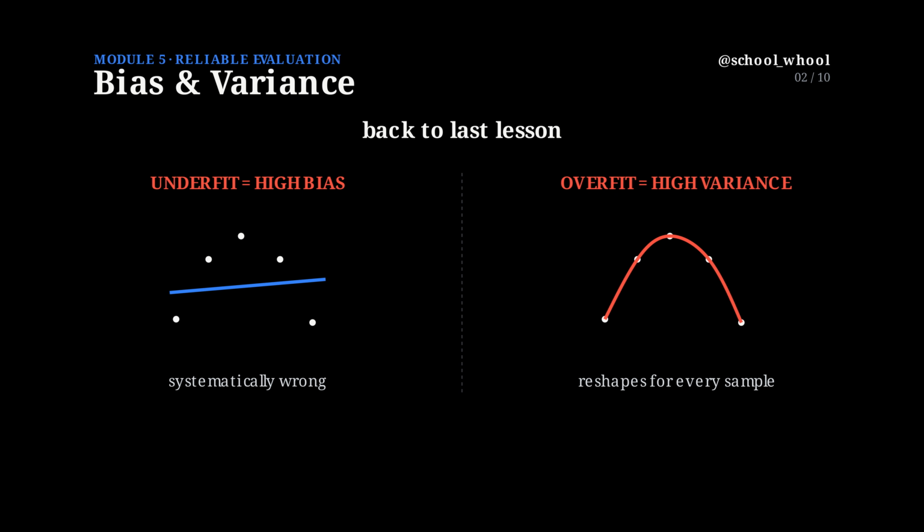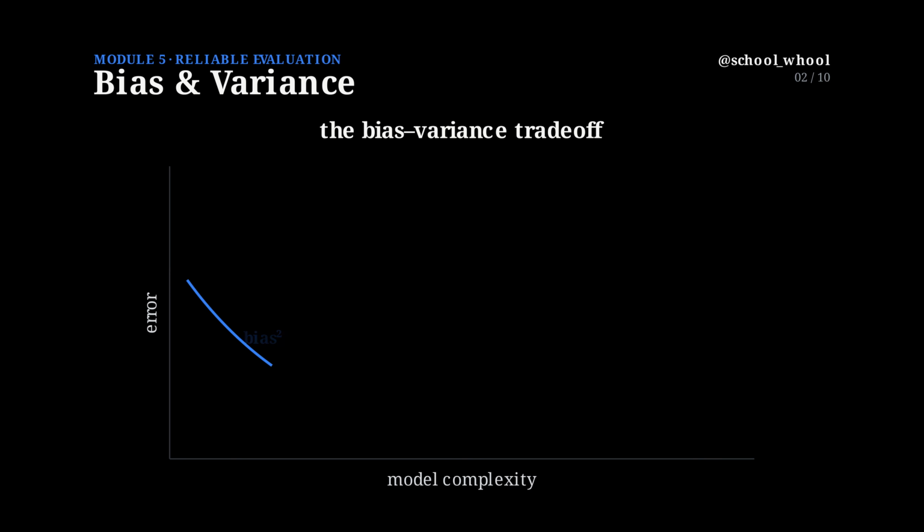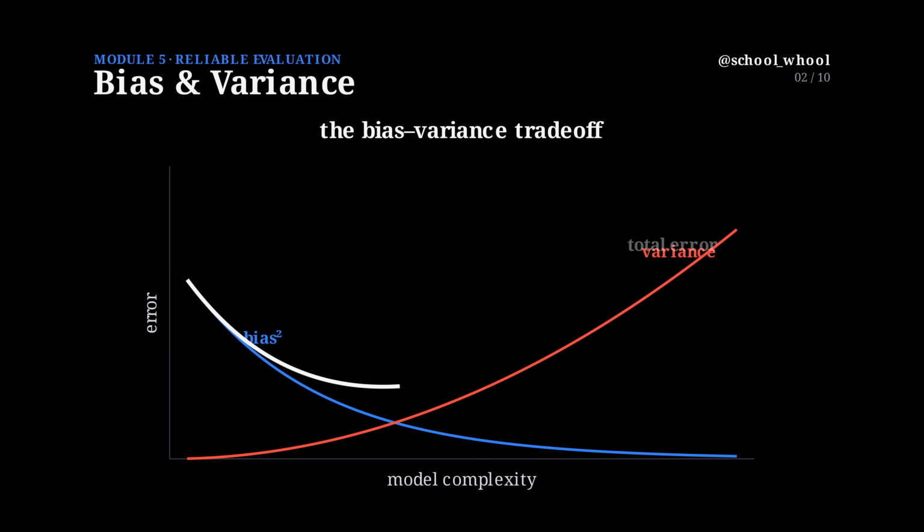Here's the tension. As we make a model more complex, its bias goes down. It can bend to fit the pattern, but its variance goes up. It starts chasing the noise. Your total error is roughly the bias plus the variance. One falls while the other rises. So the total forms that familiar U-shape, and the best model sits at the bottom. This is the bias-variance trade-off.